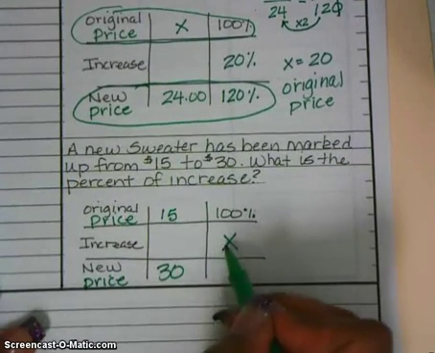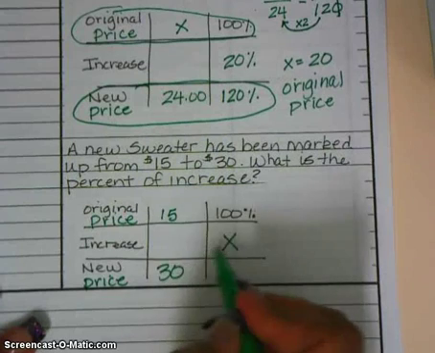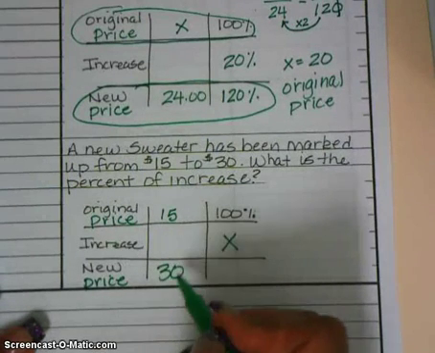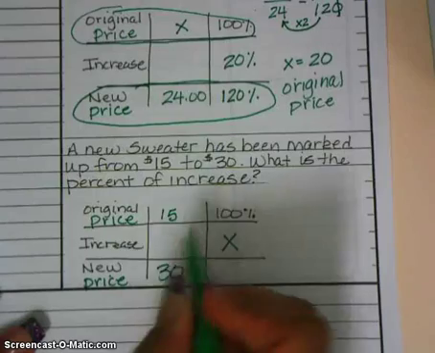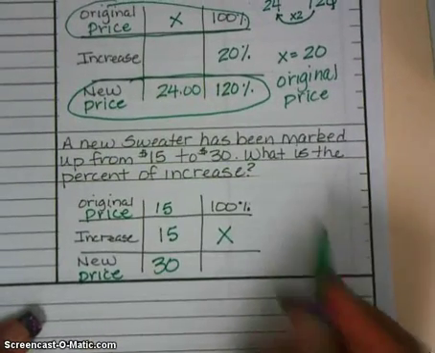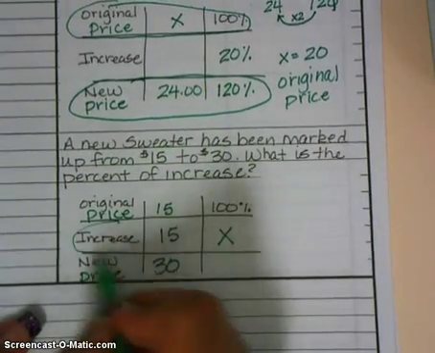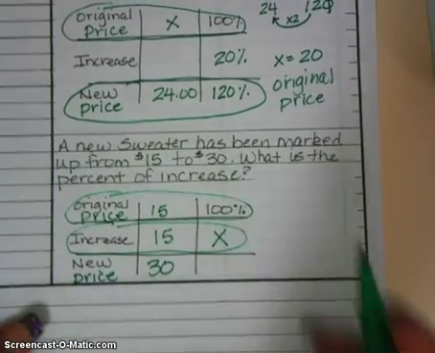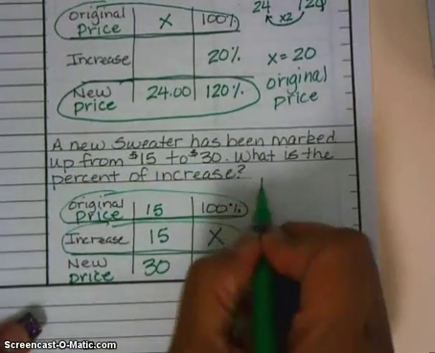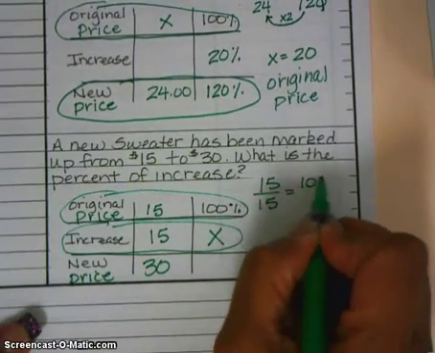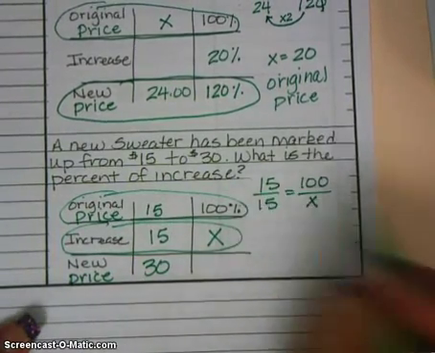So I am looking for this X. Okay, if I need this row, I need to find this value. And since it totals, I can take 30 minus 15. That means that the increase is $15. So I'm going to use this row and this row to set up my proportion. So I'm going to have 15 over 15 equals 100 over X.